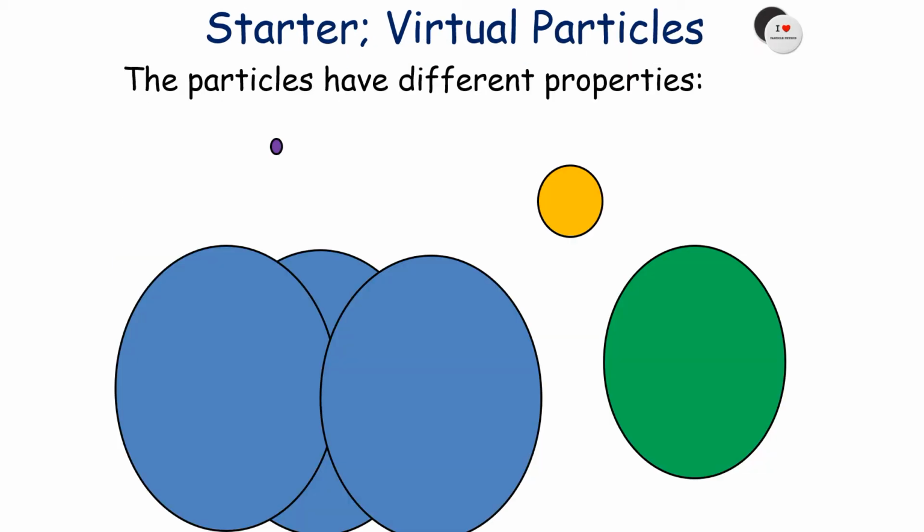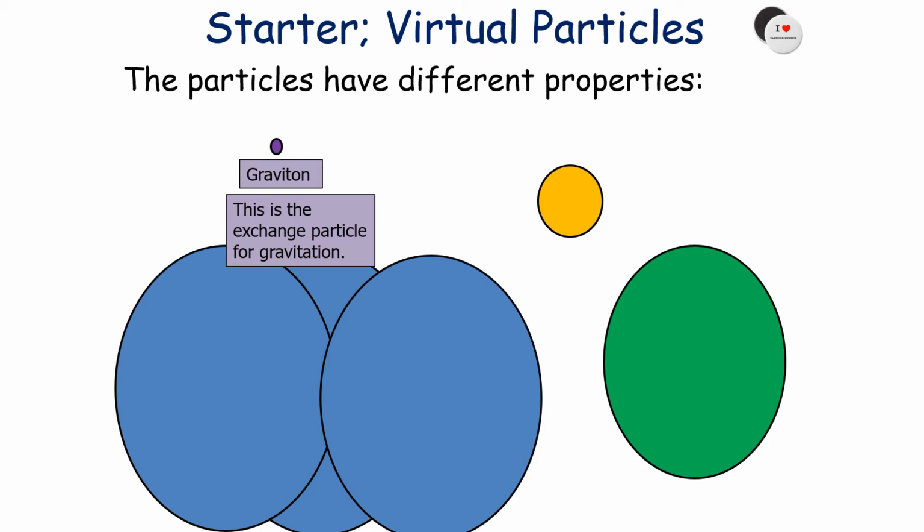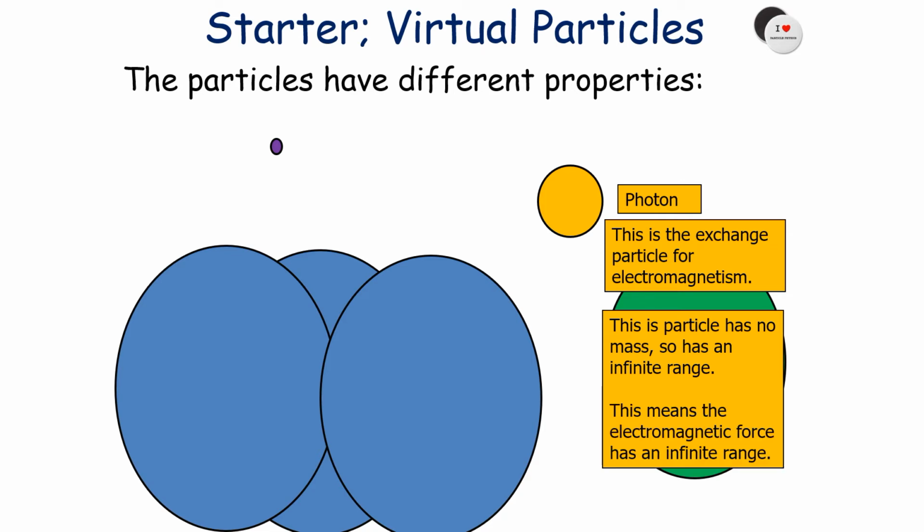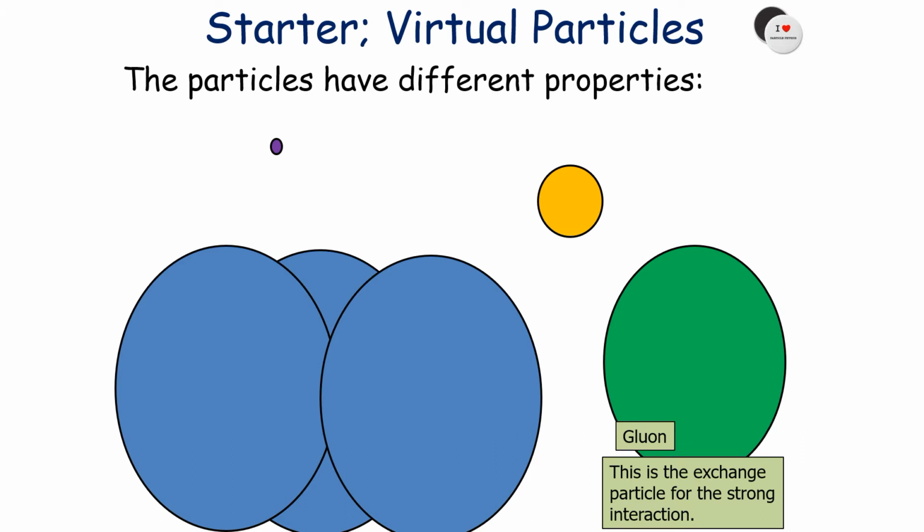So to clarify, the virtual particles have different properties. The graviton is the exchange particle for gravitation, and this exchange particle has never been directly observed. The photon is the exchange particle for electromagnetism. This particle has no mass, so has an infinite range, so this means that the electromagnetic force has an infinite range. You've got the gluon, which is the exchange particle for the strong interaction.